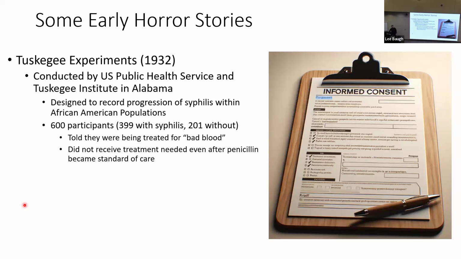They did not receive the treatment needed even after penicillin became standard care. So the Tuskegee experiments straddled the time period where we didn't have a great treatment for syphilis, and then we did. In this specific case, even once it was known, hey, if you have syphilis, this penicillin treatment will be able to effectively cure it, they were not offered that treatment. So that's certainly one problem with this study.